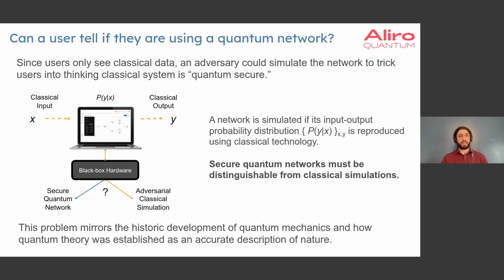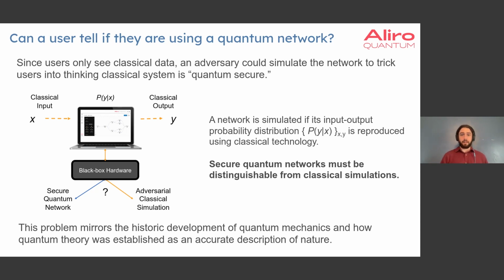The main question is, can a user tell if they are using a quantum network? Remember, I said that users are classical. They're only going to see the classical data going into the network and the classical data coming out. We can label this classical input as X and the classical output as Y. So you'll put an input into the network, you'll get an output. You put another input in, you get a different output.